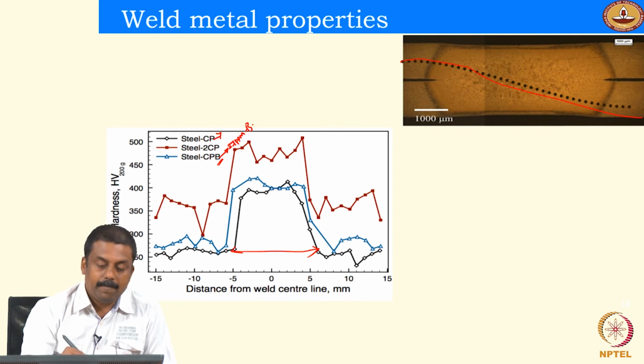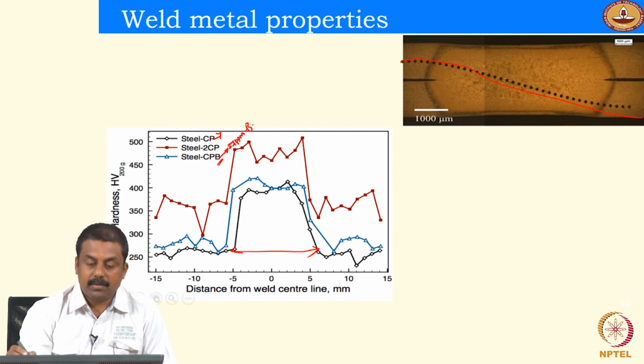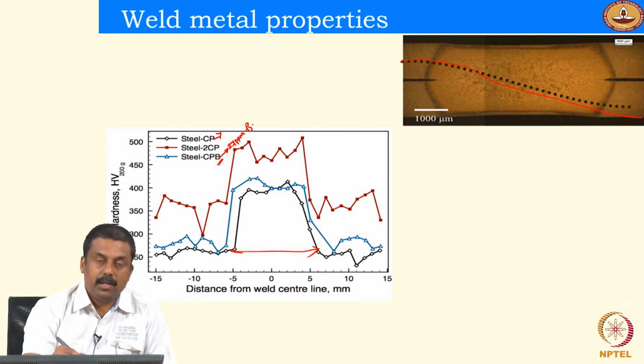Comparing two steels, for example steel CP and 2CP, we have double the amount of carbon concentration, and that can lead to a significant increase in the hardness of the microstructure, because carbon is also a very effective solid solution strengthener, and you may also have a martensitic microstructure rich in carbon compared to steel CP, so you expect an increase in hardness. That's what you see over here. Whereas for steel CP and CPB, you don't see much variation, because all other alloying elements are the same except boron.